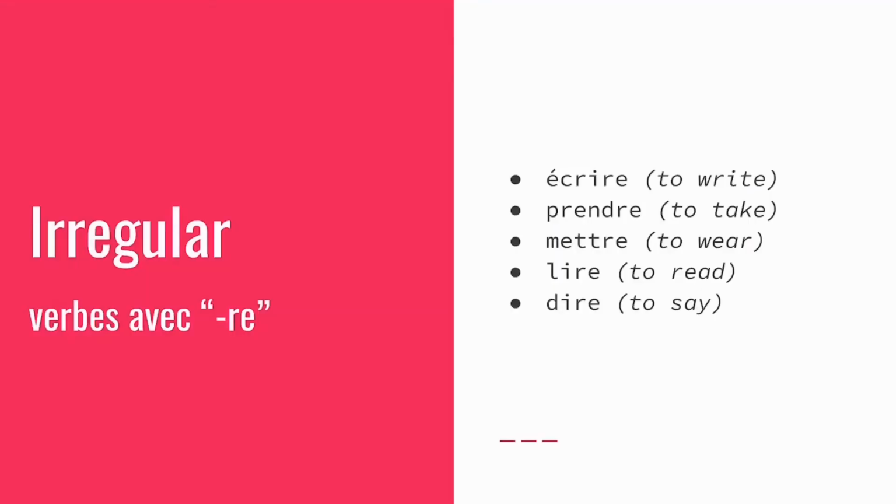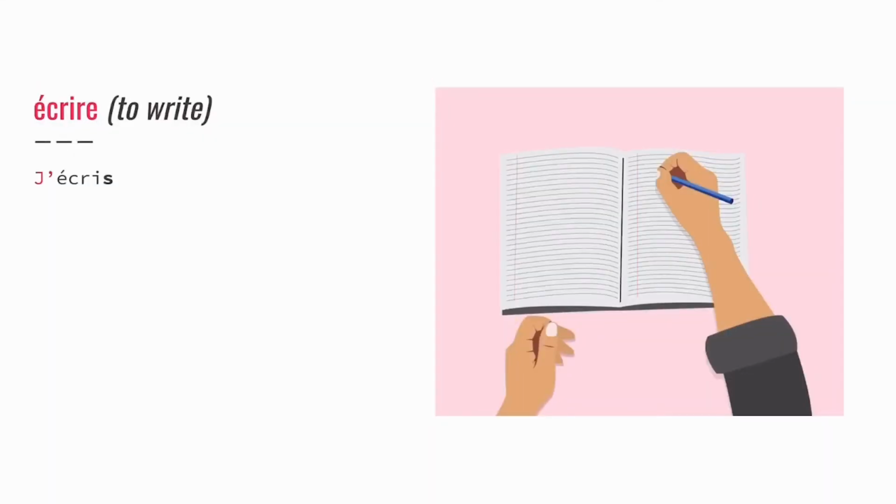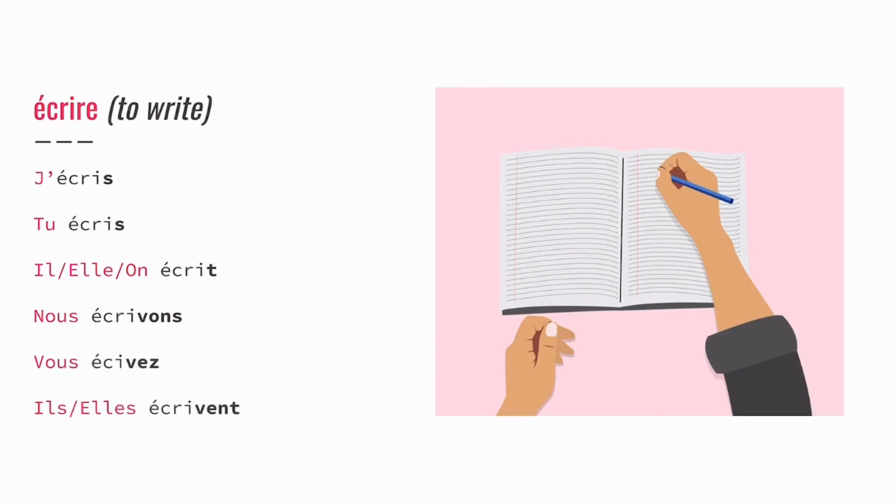But let's take a look at irregular RE verbs. We have écrire, prendre, mettre, lire, and dire. I hope you remember to do elision for écrire. For tu, it's the same as je, just no elision. For il and elle, it's a T instead of an S. And then for nous, it has a V-O-N-S. For vous, it has a V. And for ils and elles, it has a V-ENT. For il and elle, it's écrit. You don't pronounce the ENT here as well.